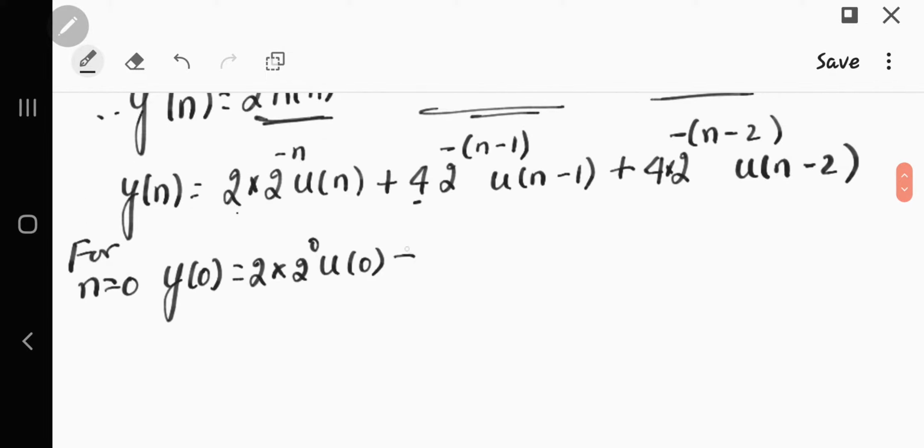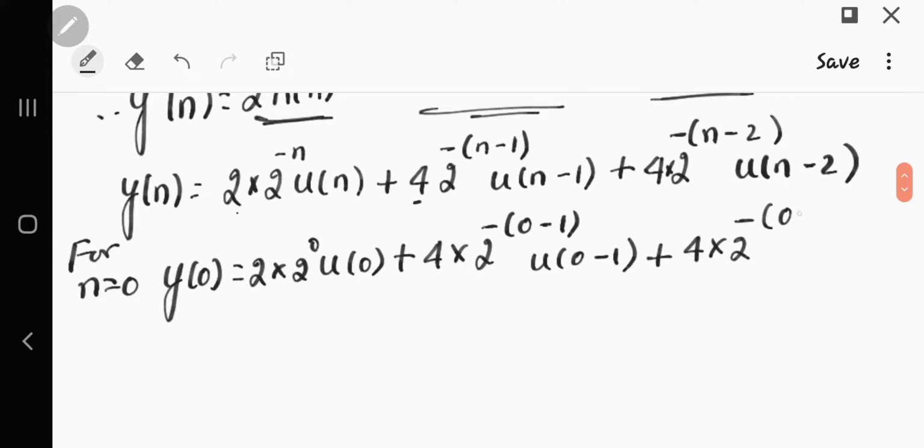Okay, sorry about that. 4 into 2 to the power of minus 0 minus 1 u of 0 minus 1 plus 4 into 2 to the power of minus 0 minus 2 u of 0 minus 2. So let's simplify this. 2 to the power of 0 is 1 and u of 0. So based on the definition, u of n is present for values of n greater than or equal to 0. So that's why u of 0 is 1.